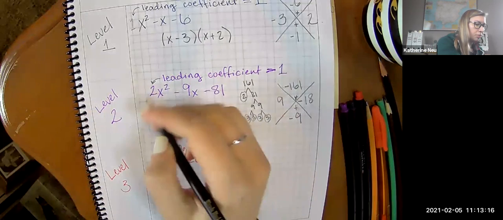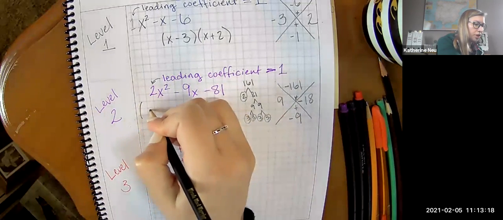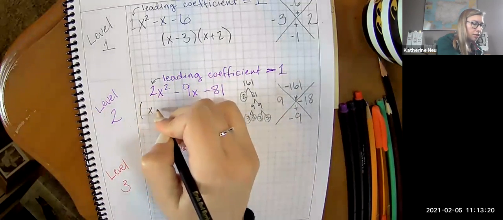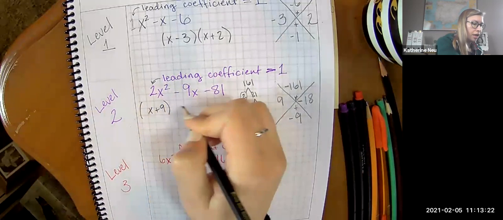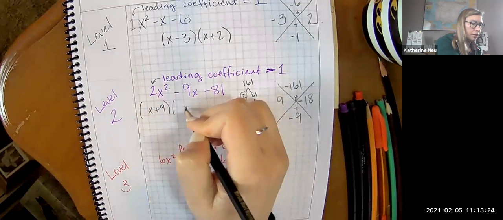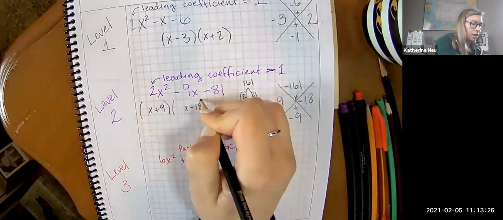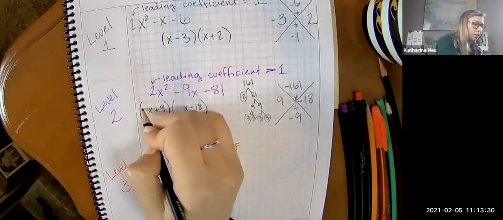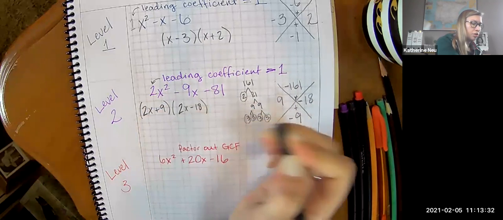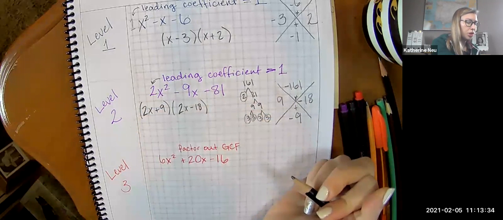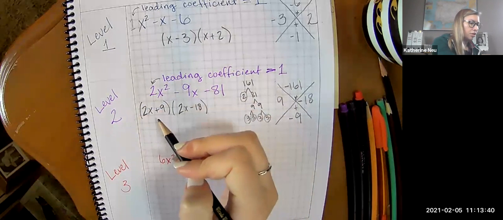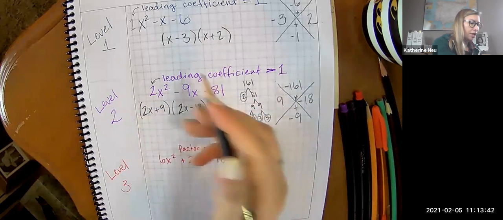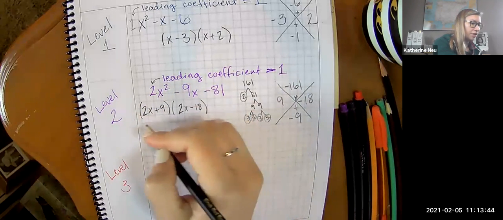So once I have these 2 numbers, I'm just going to plug those into my parentheses, and I'm going to say x plus 9, and then x minus 18. And then I'm going to overshoot. I'm going to put that leading coefficient in there as 2. And then I'm just going to factor out common factors between these 2 sets of parentheses. So here, 2 and 9, they don't have anything in common. I can't factor anything out.